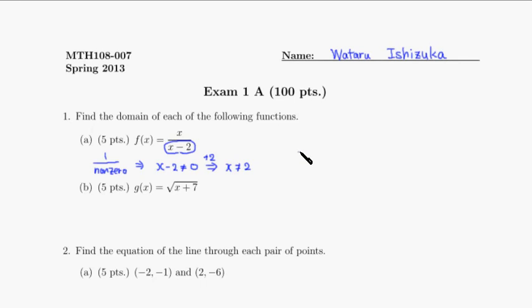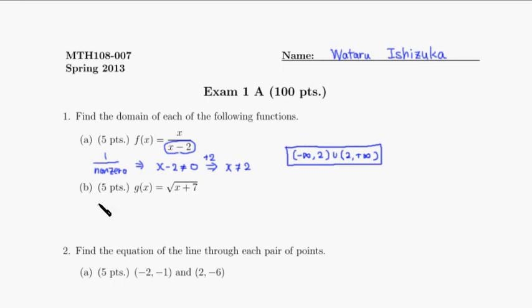Or if you want to write the interval notation, it's going to be negative infinity to 2, but exclude 2, and start back up, then all the way to positive infinity. So this would be the natural domain of f of x.